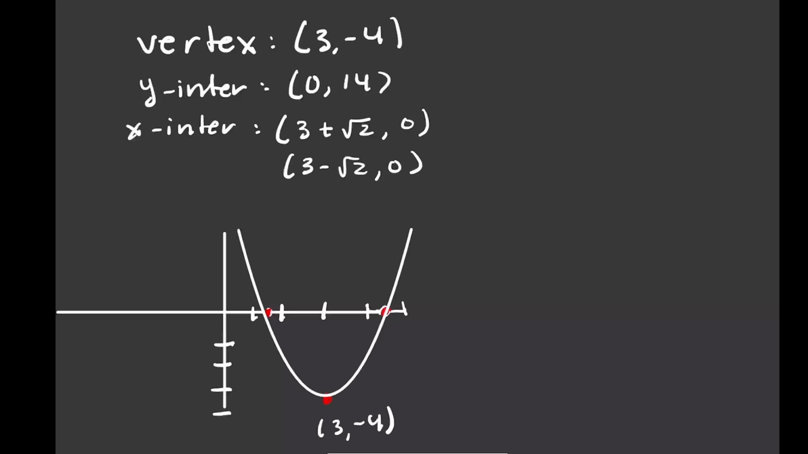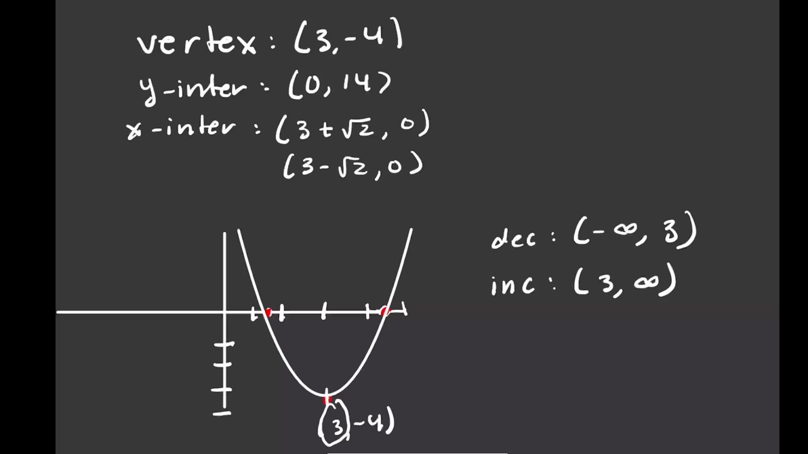And from here, my vertex, I know that my graph is decreasing from negative infinity up to 3, and it's increasing from 3 to infinity. So the x value of my vertex, which is 3, is determining where my graph is changing from decreasing to increasing.